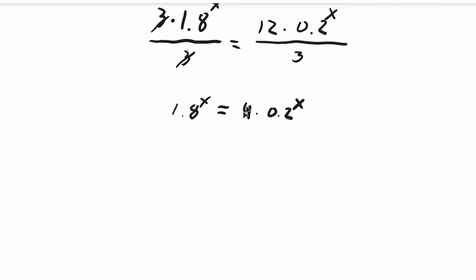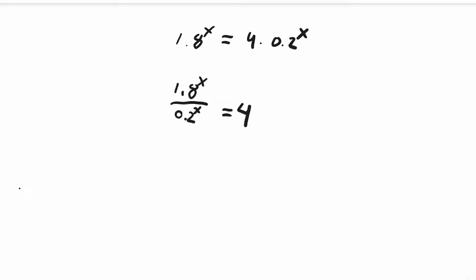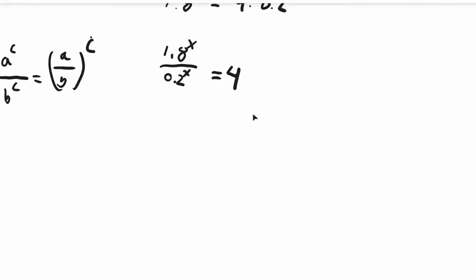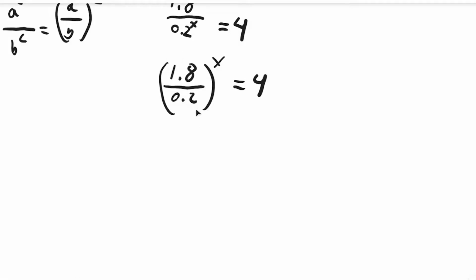Right, so now we have 4 times something here, and we need to divide by 0.2 to the x on both sides. So we get 1.8 to the x divided by 0.2 to the x, and that's equal to 4. Now we can use a rule here that if we have a to the power c and b to the power c, well, that's the same as writing a over b to the power c. So this is the same as writing 1.8 divided by 0.2 to the x, and that's still equal to 4. And this fraction, that's 9. So 9 to the power x equals 4.